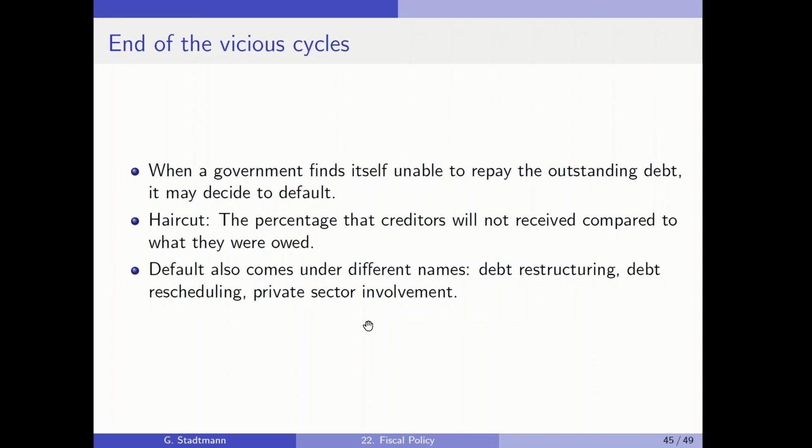The default also comes under different names. Governments are very creative in coming up with new terms in order to avoid the label default. Governments call this kind of behavior debt restructuring, or debt rescheduling, or private sector involvement.